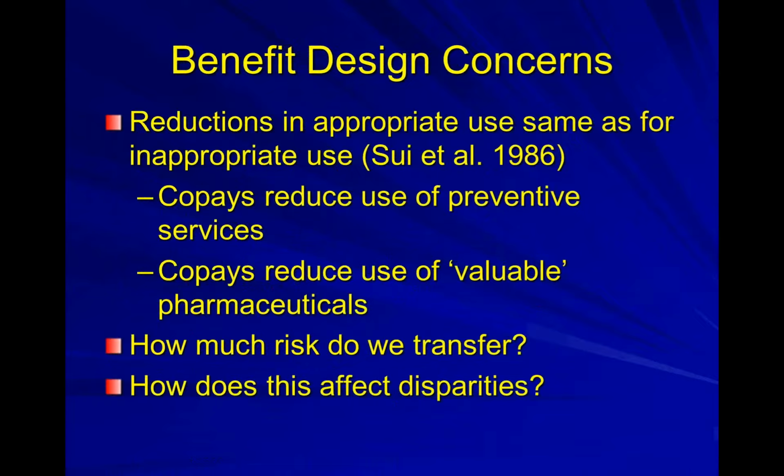There's a concern about how much risk we transfer. As a general rule, insurance is meant to mitigate risk, financial risk for individuals when they have healthcare issues. If you use a benefit design strategy, we're transferring risk onto individuals, and in fact, a lot of that risk is borne more heavily by lower income people, and so we worry a lot about how a cost sharing or benefit design strategy would influence health disparities.